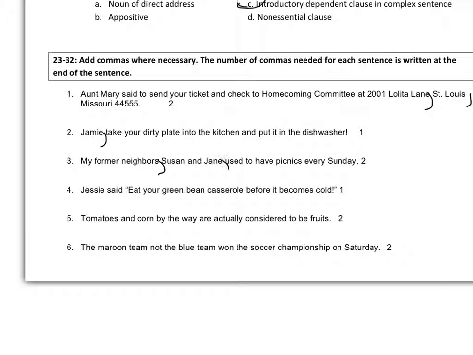Comma before Susan and after Jane because these are appositives renaming the neighbors. Jesse said, comma before and after by the way for a parenthetical expression. Before not and after team because this is Rule 10. You're clarifying that it's definitely the maroon team, not the blue team.